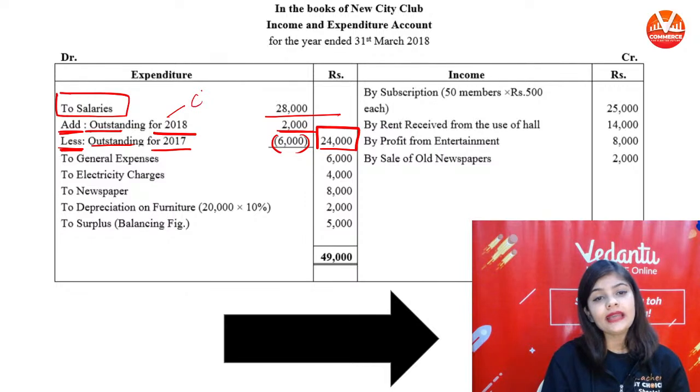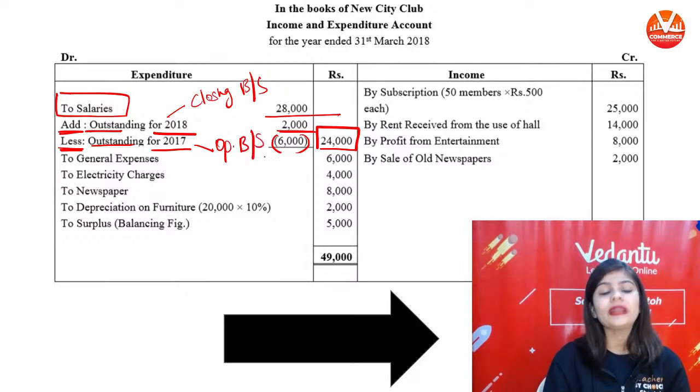Outstanding for current year will be recorded in closing balance sheet. Outstanding for previous year will be recorded in opening balance sheet.